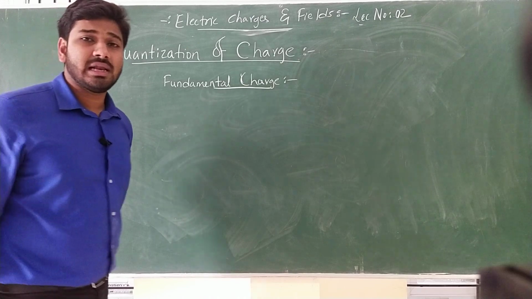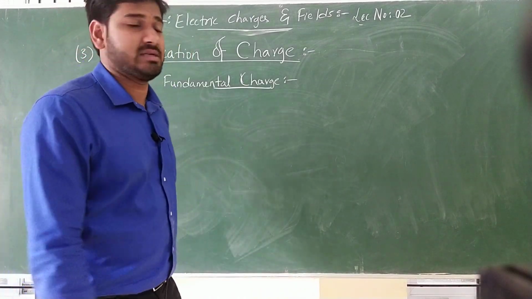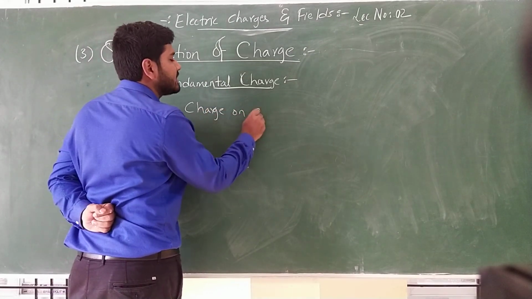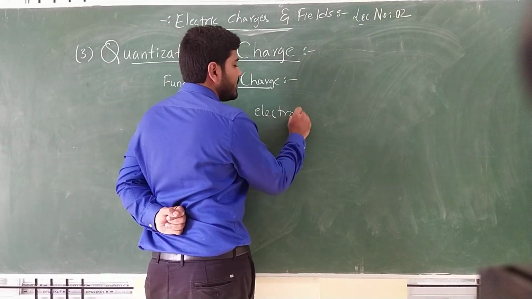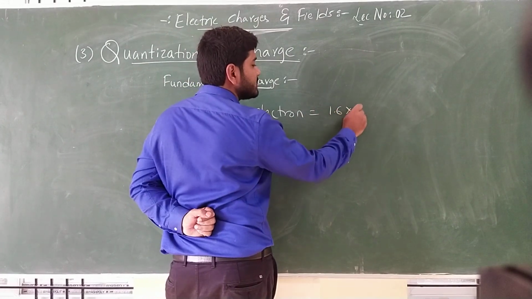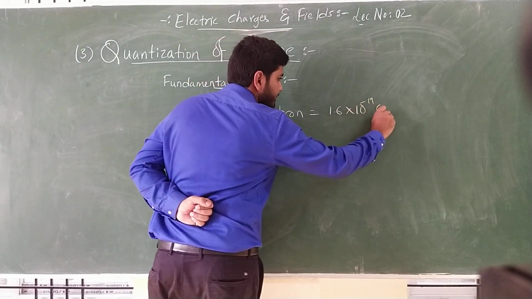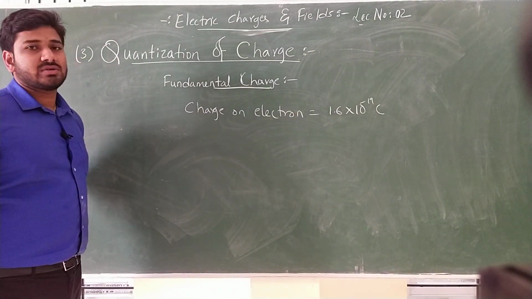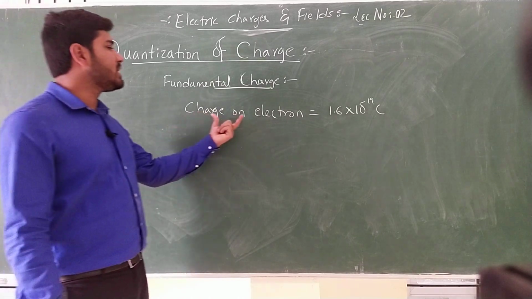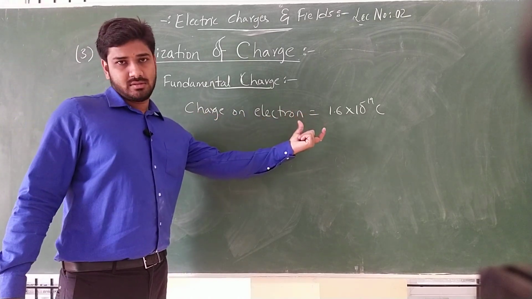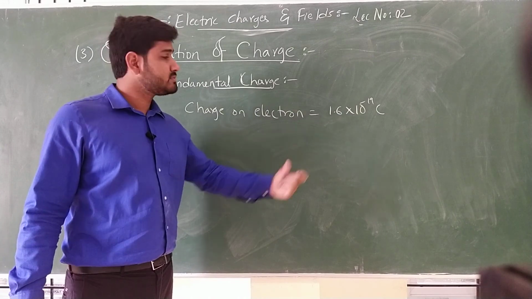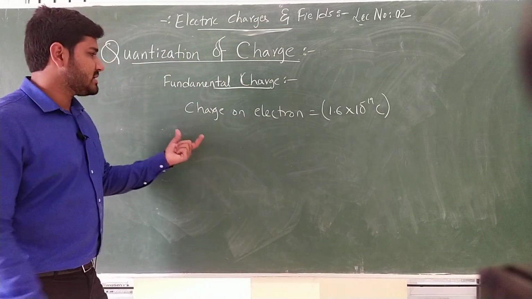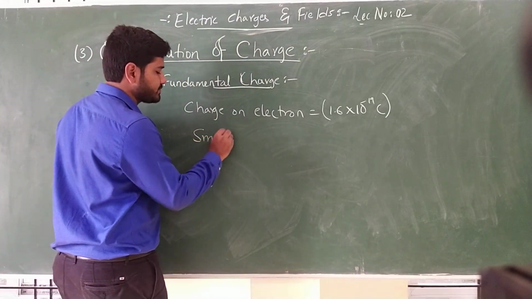The charge on an electron is called the fundamental charge. What is the charge on the electron? 1.6 into 10 raised to -19. So this is called the fundamental charge, and it is the smallest charge known in the universe. You will not find a charge smaller than this.